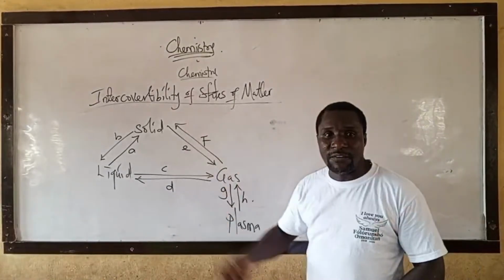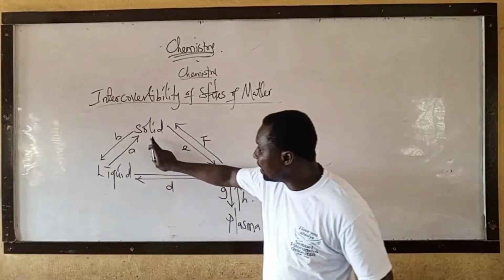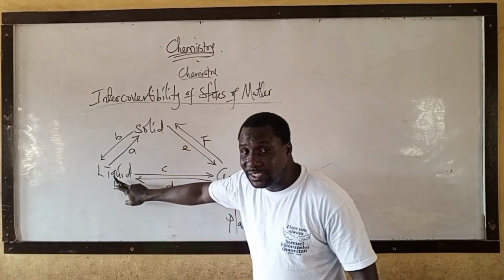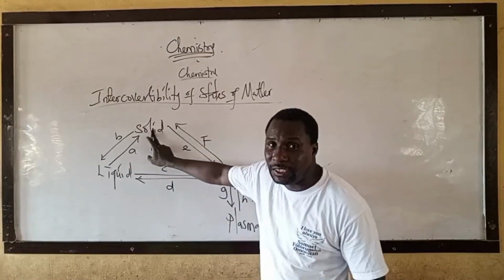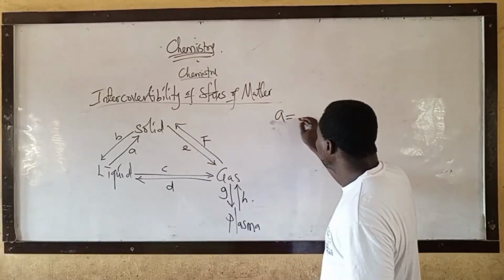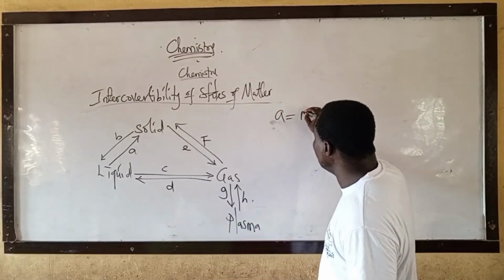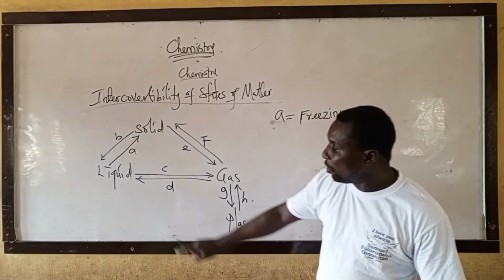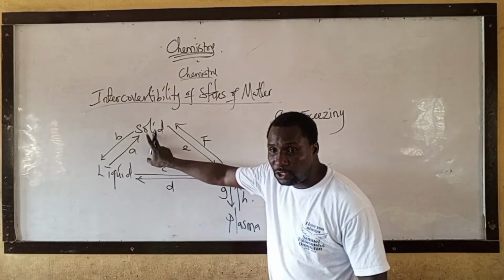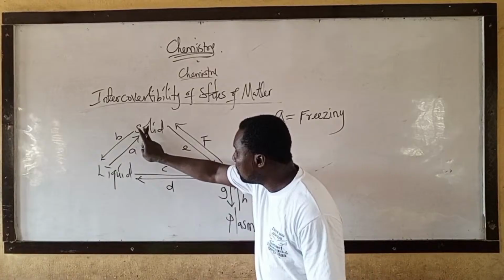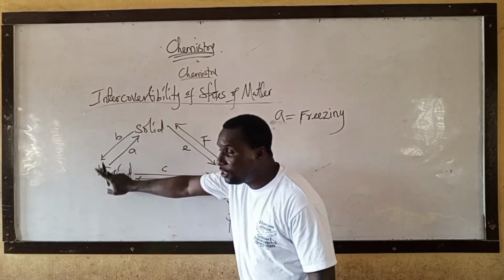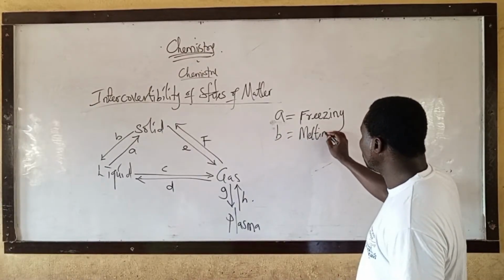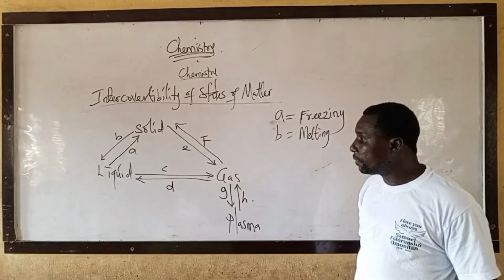Okay, look at this. Interconvertibility of state of matter. Look at A, meaning what? Liquid changing to solid. The process by which liquid changes to solid is known as what? Freezing. Take note. The process by which liquid changes to solid is freezing. Look at B. From solid to liquid. B is what? Melting.